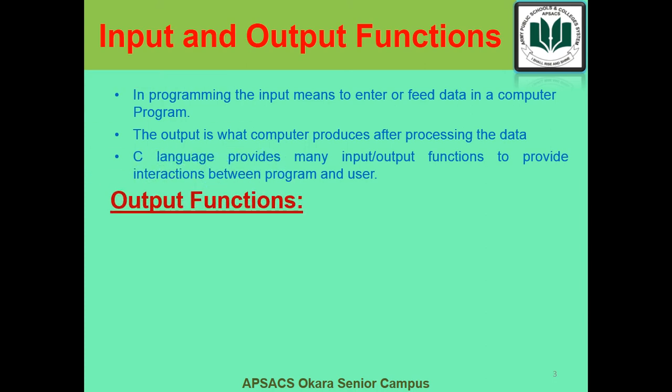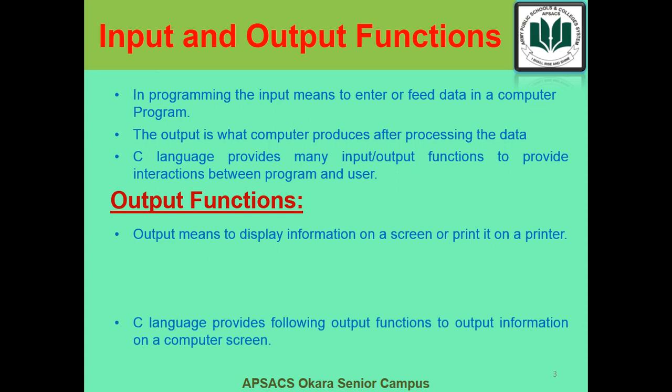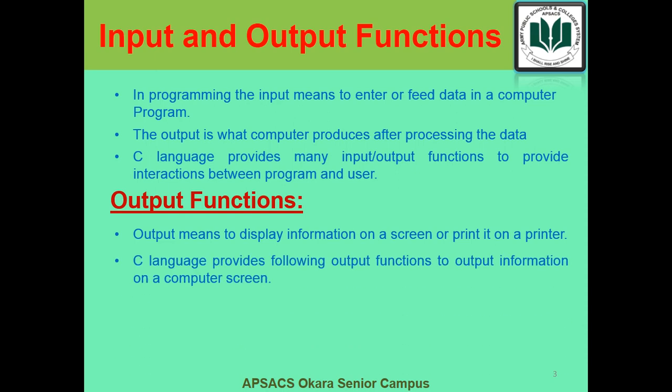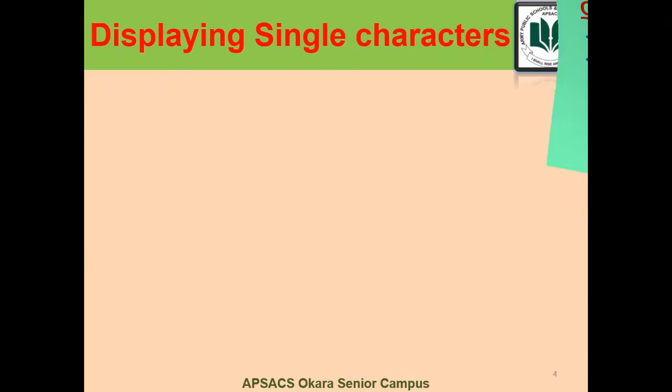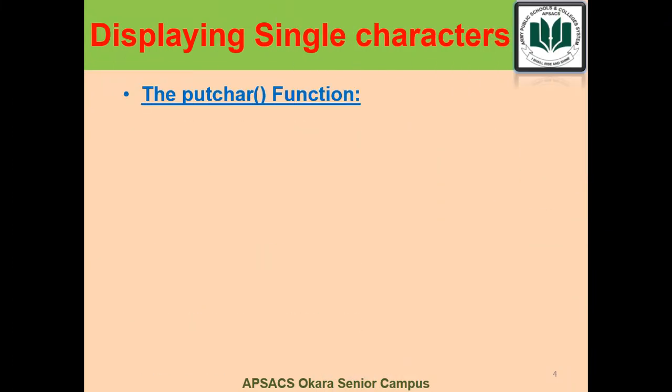The output functions which we are going to discuss in this lecture: output means to display information on a screen or print it on a computer. So C language provides the following output functions to output information on a computer screen. The first function which we will discuss is putchar, then puts, and after that the printf function. So let's start with the first output function, which is the putchar function.